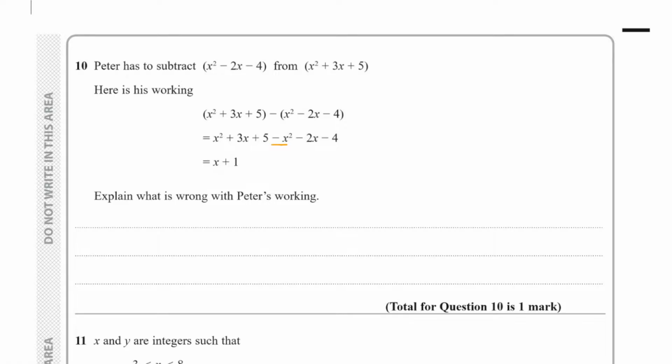So let's see, the way that you could word it is, again, instead of saying what's wrong, you could say what it should be. So I would probably go with, he should have added 2x and 4. That's what he should have done. You can also say he should have done, you could write it like this, minus 2x and minus 4. That's the same thing, isn't it?